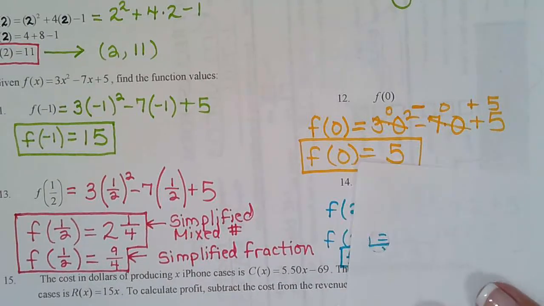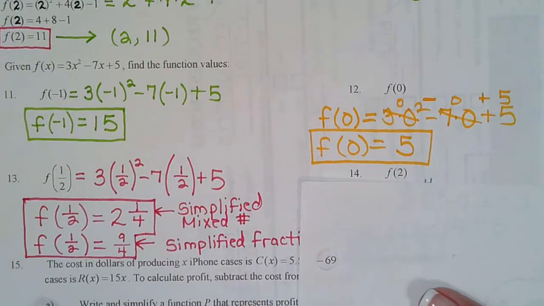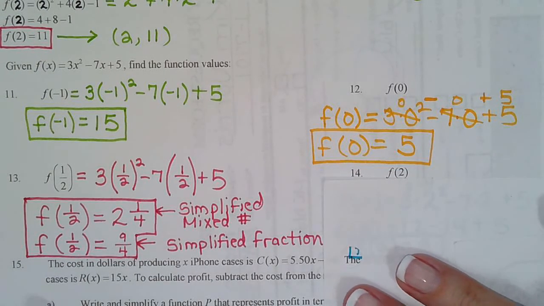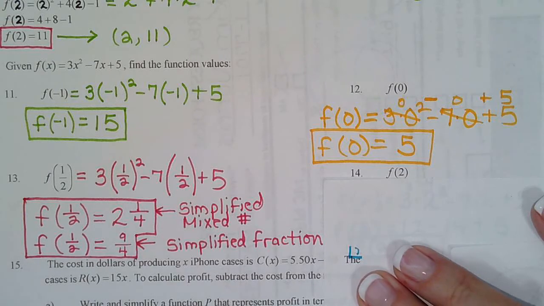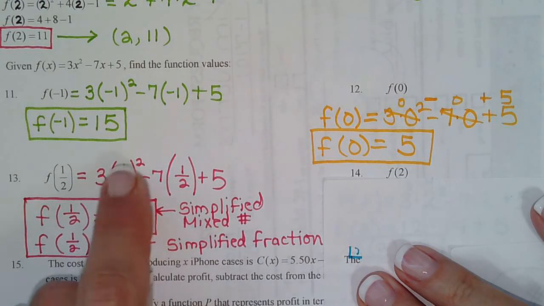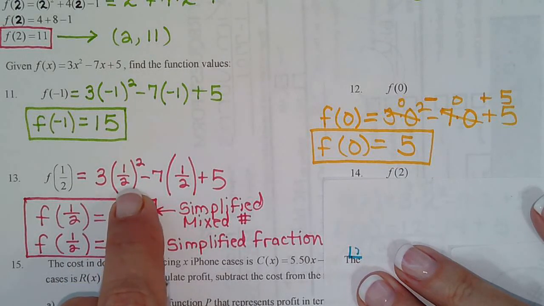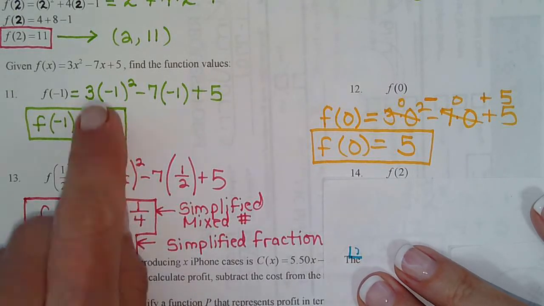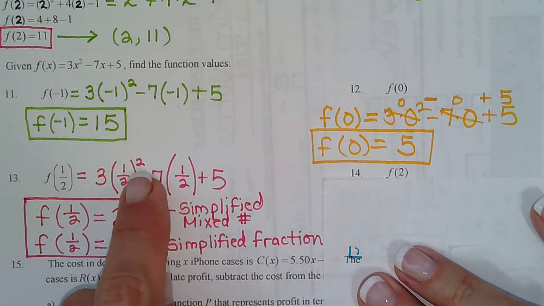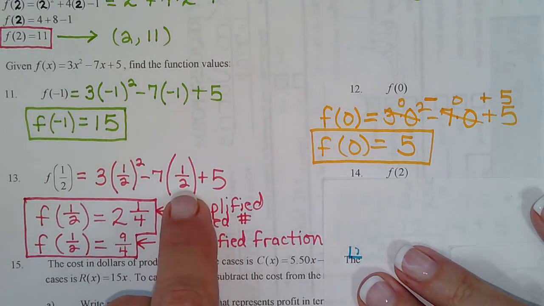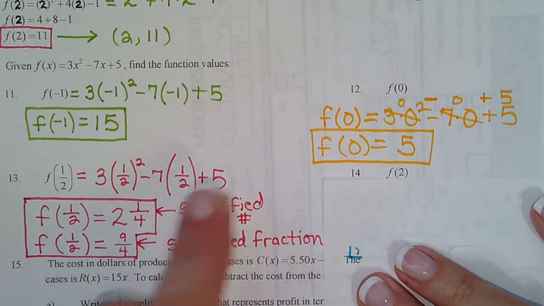Okay, so next we have 1/2. And just like negatives, we learned in the last chapter that 1/2 has to be in parentheses when you input it as well. Otherwise, the exponent will only go with the denominator. So this is how you write it. 3 parentheses 1/2 squared minus 7 parentheses 1/2 plus 5.